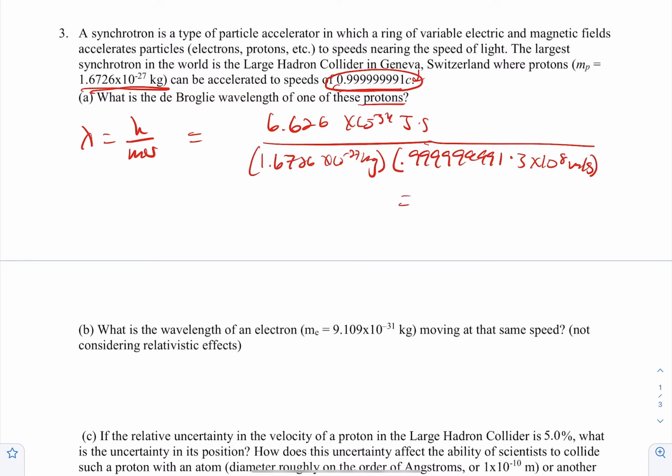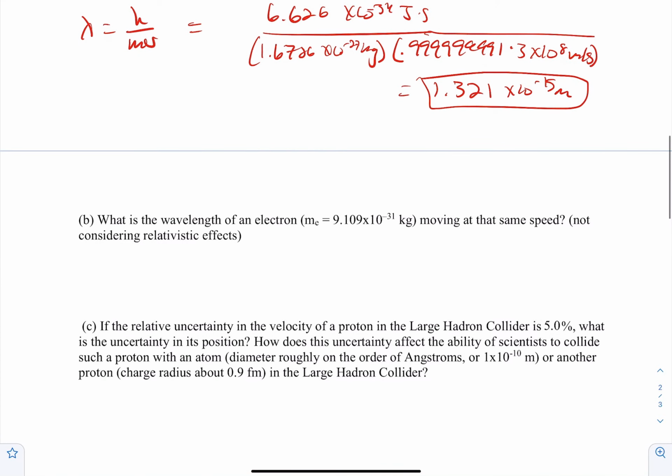Okay, if you do that correctly, you should get somewhere in the ballpark of 1.321 times 10 to the negative 15th meters. Okay, now they want to know that same thing with an electron now.